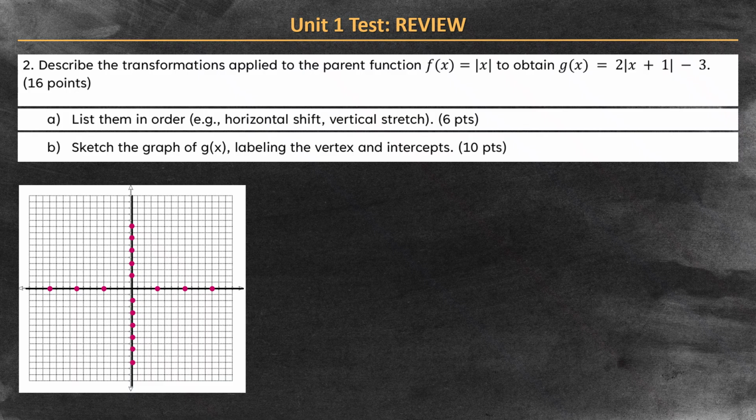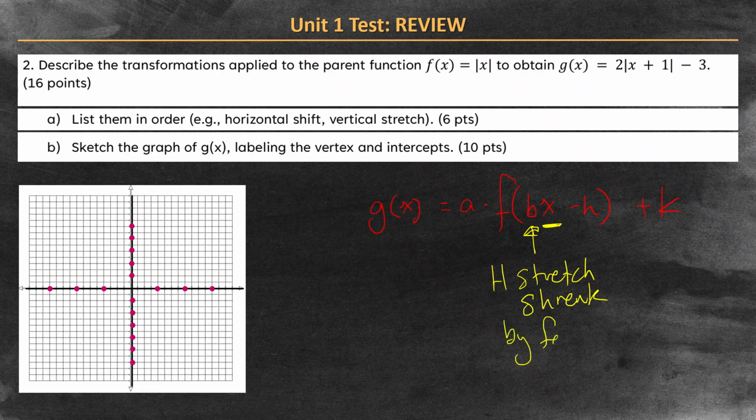So with any transformation, we've talked about how g of x is going to be a times f of b times x minus h, plus k. We are going to start with everything that's closest to the x value. So first off, you're going to multiply b. What is this? It's going to be the horizontal stretch or shrink by factor of 1 over b. So that was the very first one.